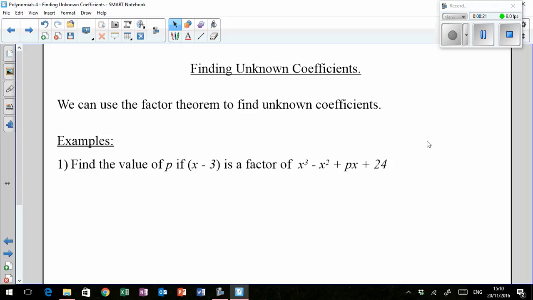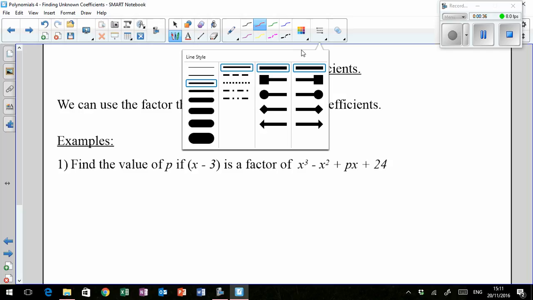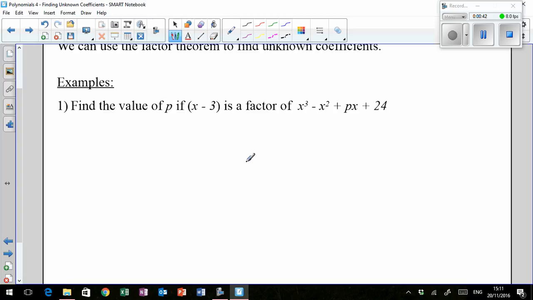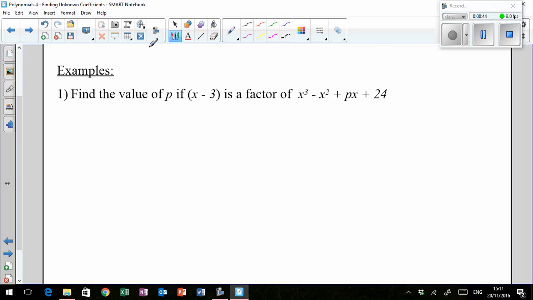Thank you. Now we can use the factor key to find unknown coefficients. Here, you're given the information that it is a factor. You're not asked to show that, or to find if it is. You're told that it is a factor, and you're asked to find p, which is one of the coefficients we need to figure out. Because it is a factor, we know that if we run through this in synthetic division, we should get 0 at the end. So that's exactly what we're going to do.